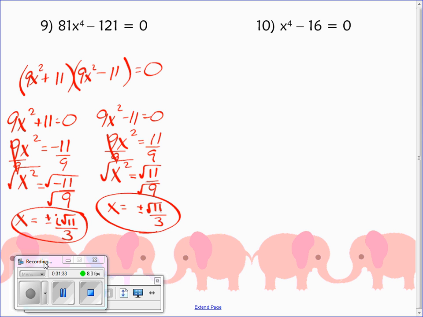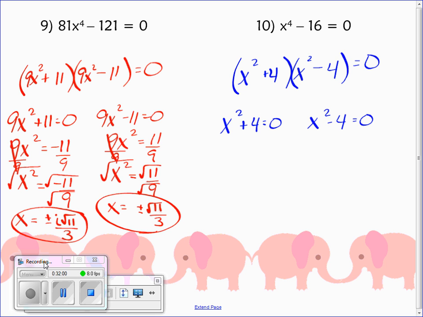All right, what about number 10? It is a difference of squares. Good. Plus or minus, and 4. Set each one equal to 0. Then what? Subtract 4. So x squared equals negative 4. To i.